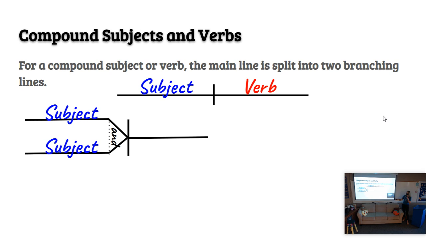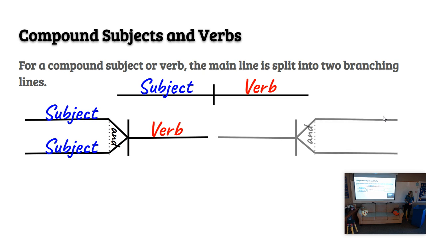Then we just connect all of our subjects with this dotted line and whatever coordinating conjunction is combining. Usually it's the word and, right? And then our verb, of course, goes on the right side. Now here's an example where we have a compound verb. So again, if you have more than one verb, you just split that main line on the verb side so that you can fit both of your verbs on their own line. Join them by a dotted line and the conjunction that's joining them in the sentence.